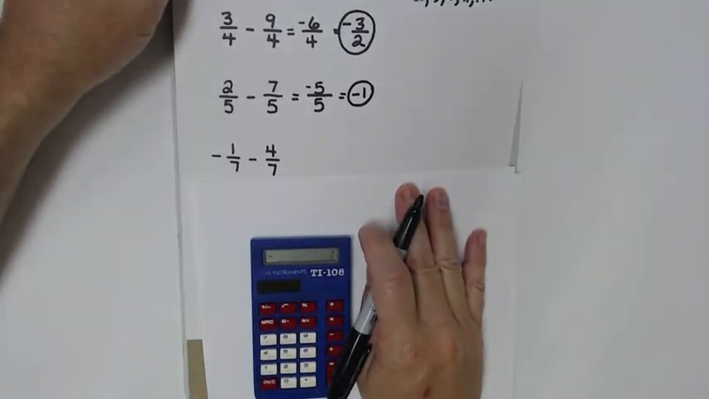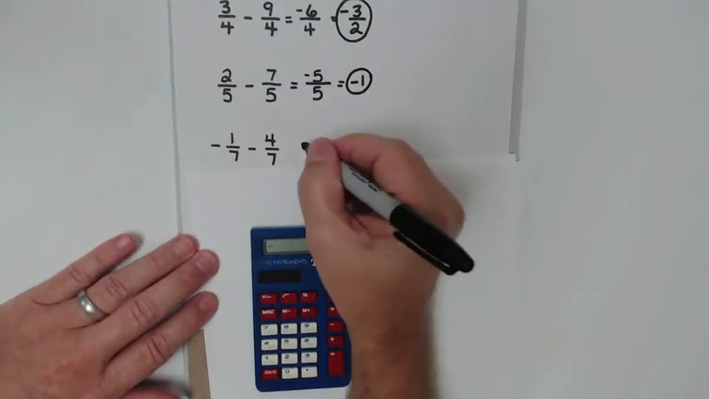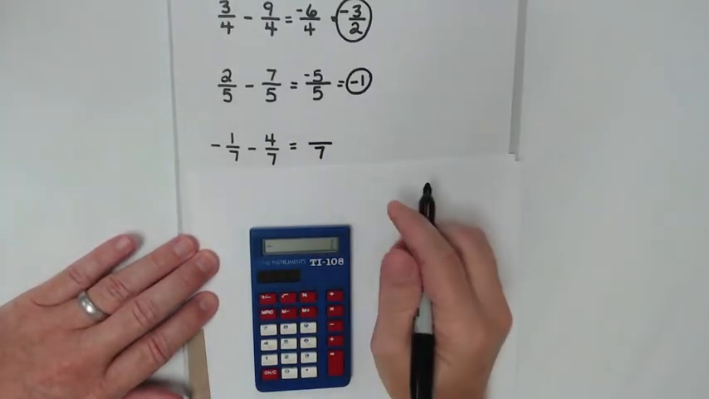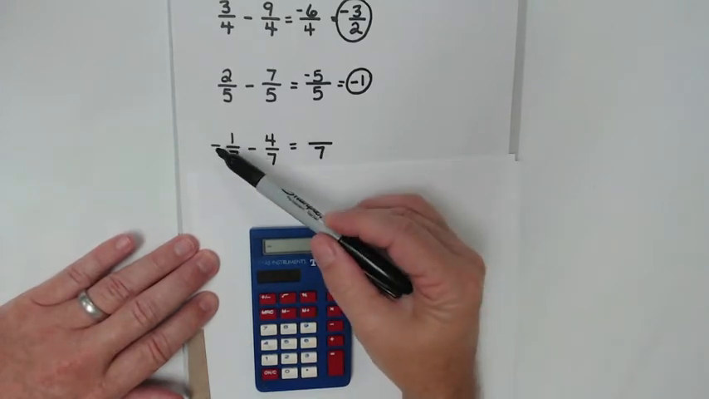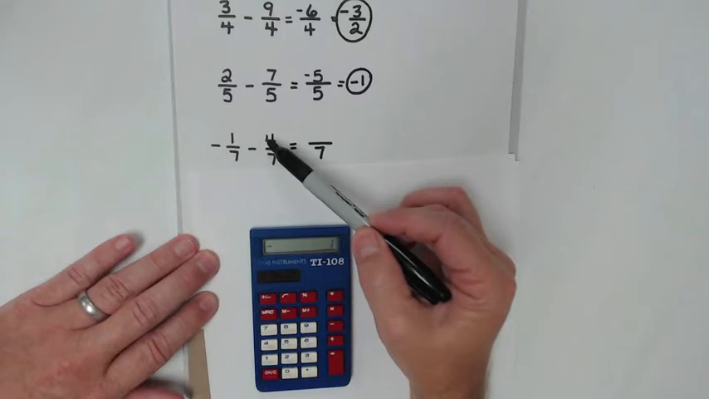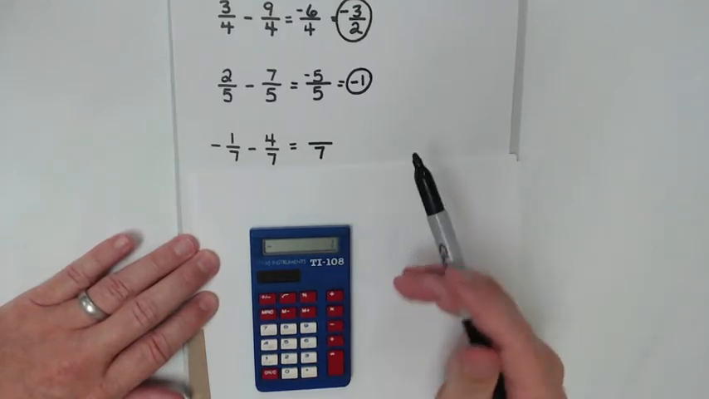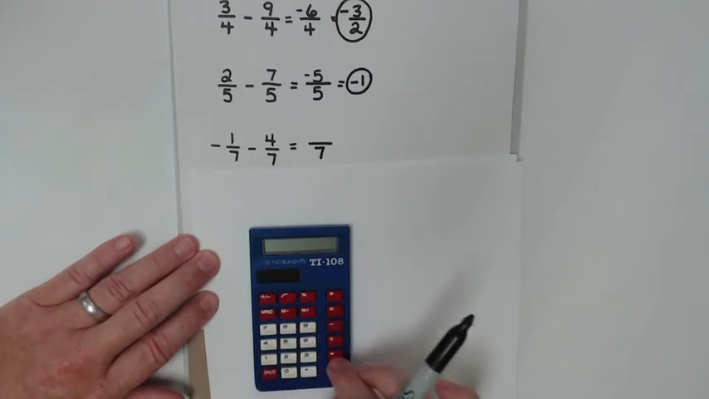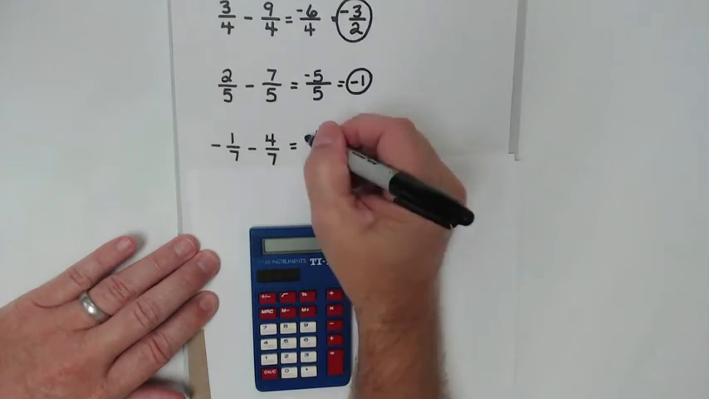And my last example, -1/7 minus 4/7. Again, I keep this 7 as my denominator. I need to combine these numbers together. This is a -1 and a -4. If I remember my rules, if the signs are the same, I add. I add 1 plus 4, and I keep the sign.